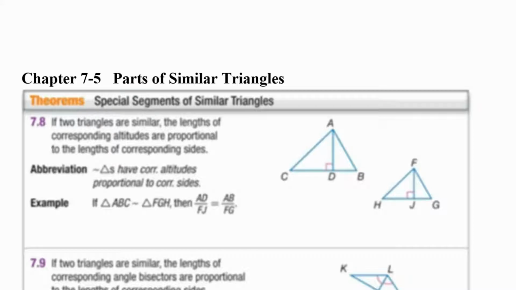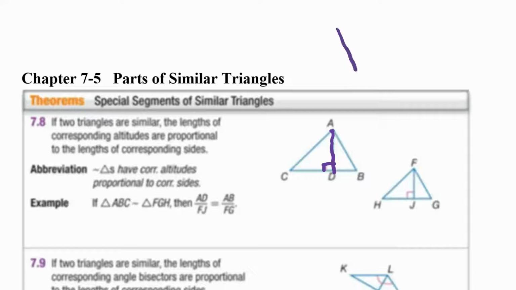Chapter 7.5 Parts of Similar Triangles. The first part of a triangle that we're going to look at is an altitude. If you recall, an altitude goes from a vertex to the opposite side perpendicular. So it goes from a vertex, and is perpendicular to the opposite side.